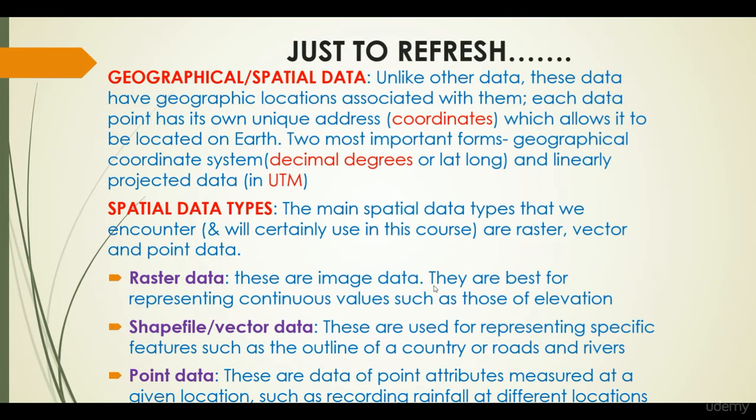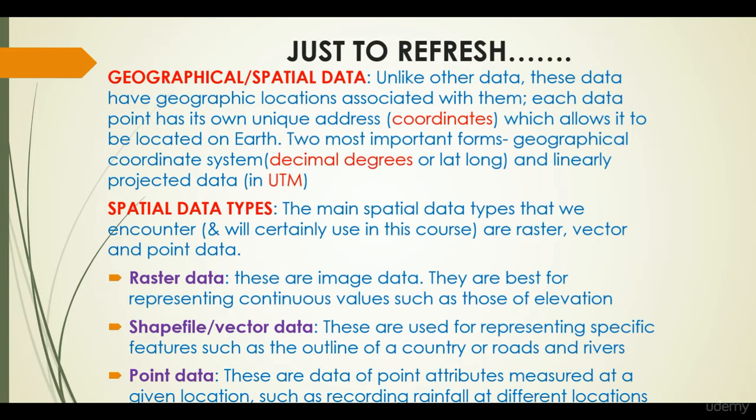Raster data are image data, and they usually have extensions such as TIFF, IMG, basically anything related to a photo, and they are best for representing continuous values such as elevation. Shapefile and vector data are used for representing features such as the outline of a country or a road. And point data are basically attributes that we measure at a given XY or at a given geographical location.